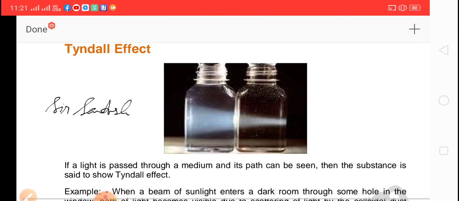If we take a torch and one glass filled with water, and keep the glass in the dark, and we shine the torch light on the glass, when light passes through the medium, then we can say it shows the Tyndall effect. If the light is passed through a medium and its path can be seen, then the substance is said to show the Tyndall effect.